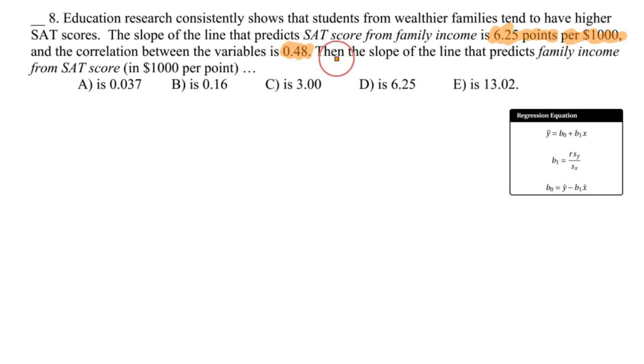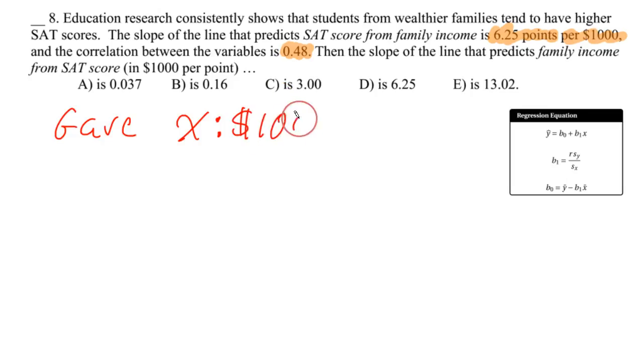And then we want to know what the new slope would be if we ended up taking family income and scores and swapping them. So let's take a look at this. What they gave us is that our x variable is going to be money in $1,000, and the y variable is the points.